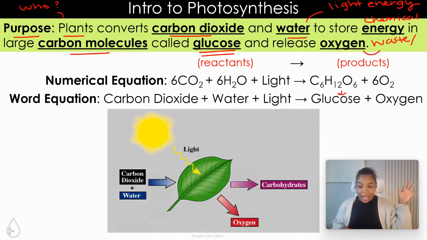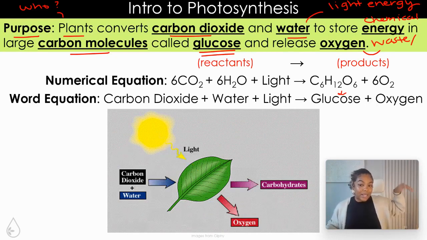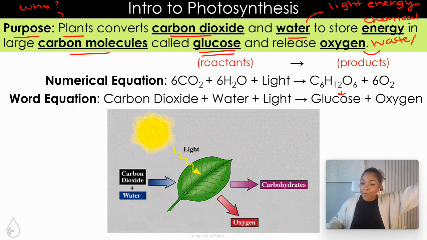Now I switch to this side for the products to show that this is what is being made when we take in those 3 things. So I hold like a food because glucose is food and stored energy for the plant. So it's C6H12O6. And then I show 6 oxygen, 6 O2 flowing away because they release it into the atmosphere for us to use. So now with that breakdown, I will do the song one more time.